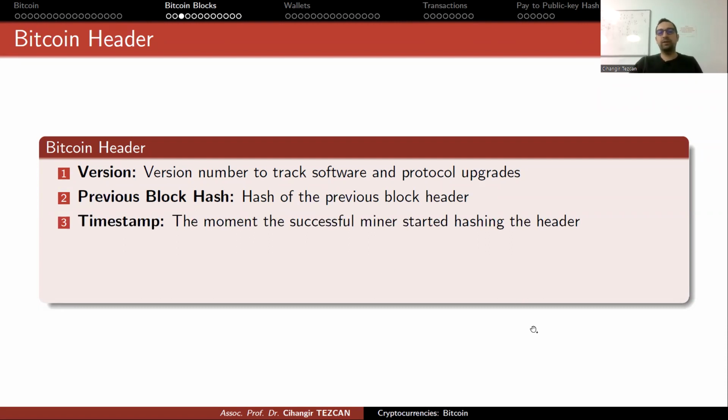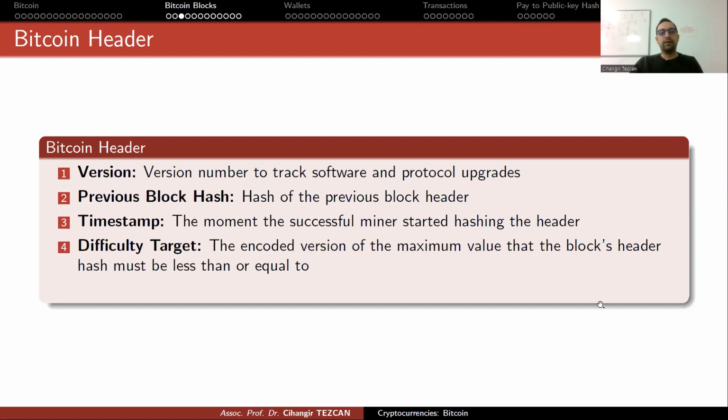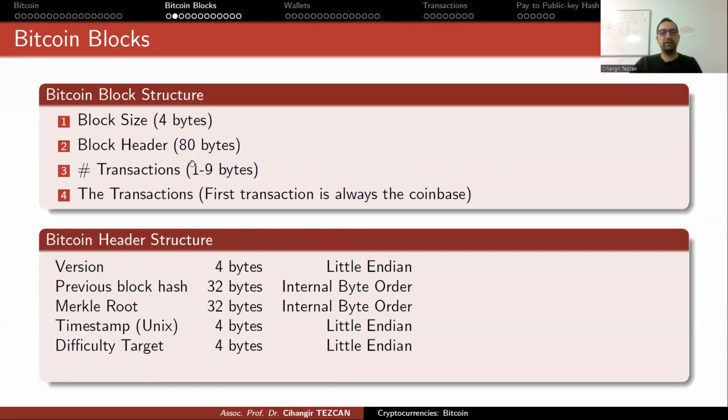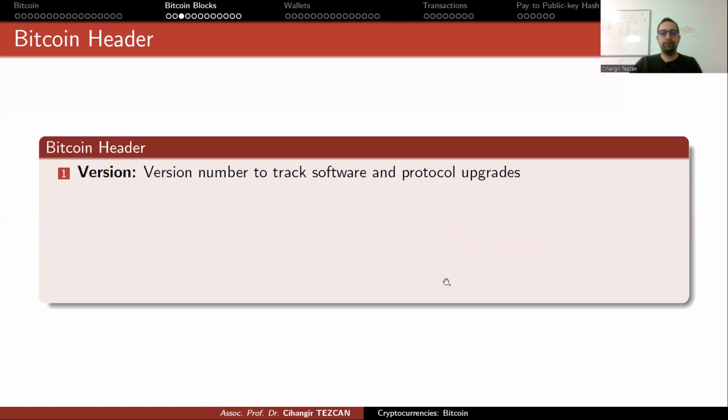Timestamp, the moment the successful miner started hashing the header. Difficulty target, the encoded version of the maximum value that the block's header hash must be less than or equal to. Nonce, a 32-bit value miners can choose. As you can see, these are the block header, which takes 80 bytes. Okay.